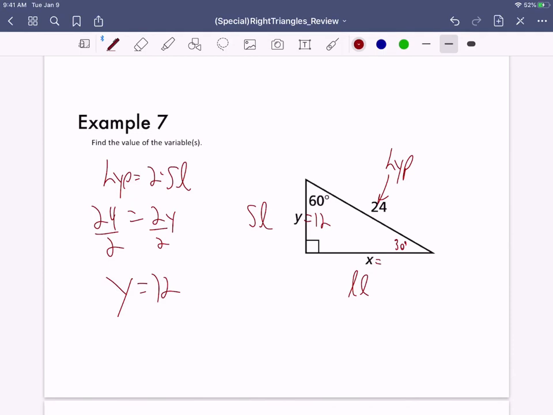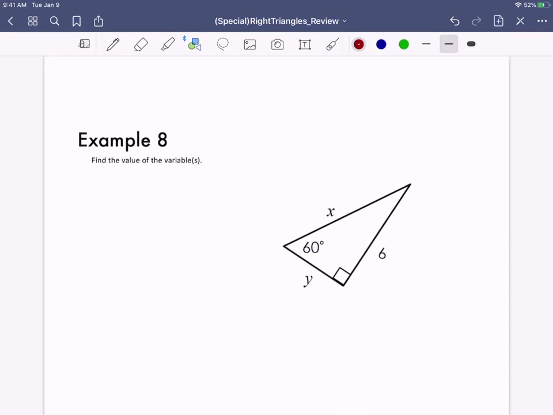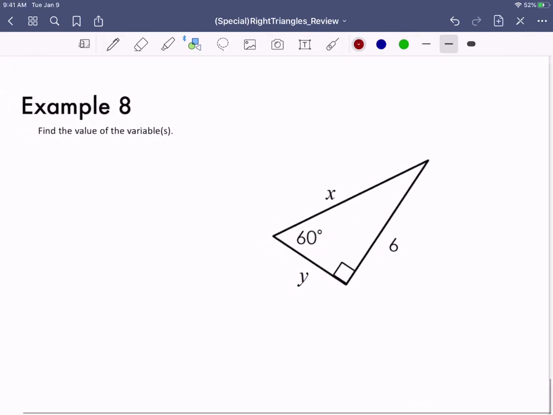All right. And then the long leg is just going to be whatever the short leg is times root 3. So it's going to be 12 root 3. So x equals 12 times the square root of 3 because x is our long leg. Moving on. Sorry again, I haven't done these videos in a little while. Just remember at the beginning of all these problems, you should probably be pausing it and making sure you know what you're doing. This is our last example.